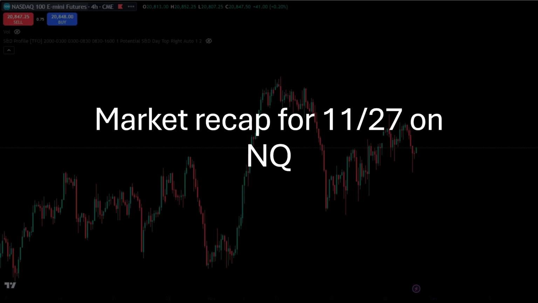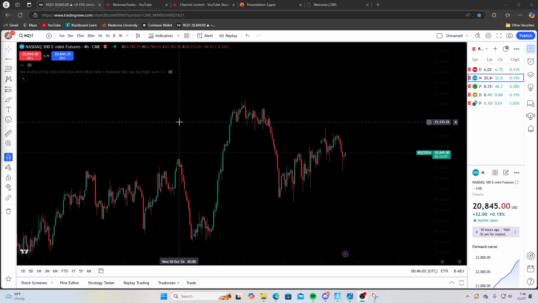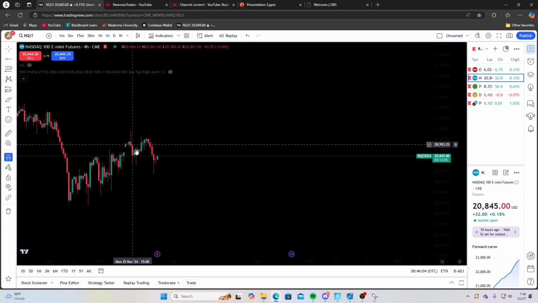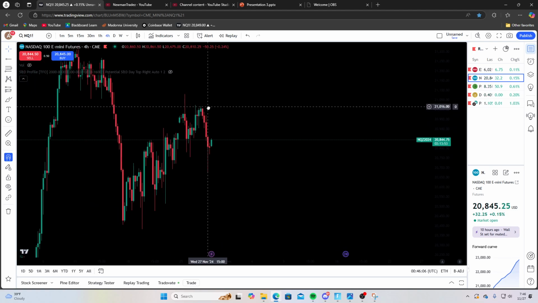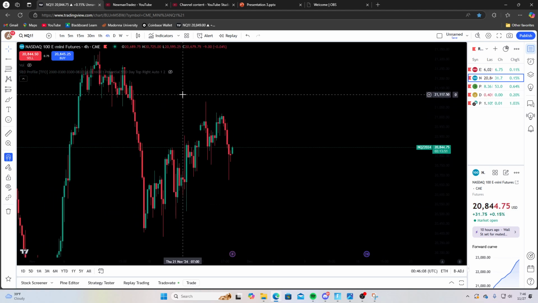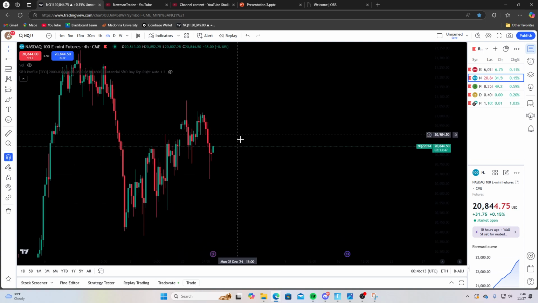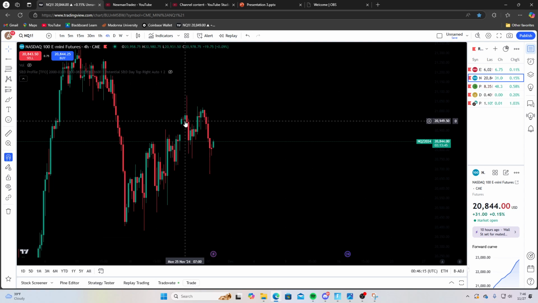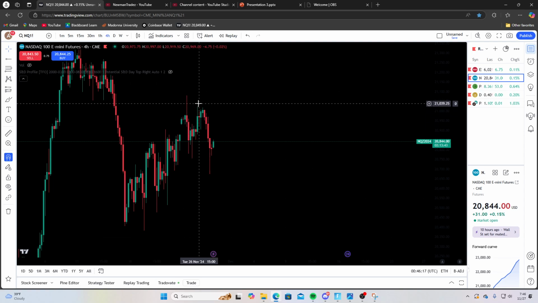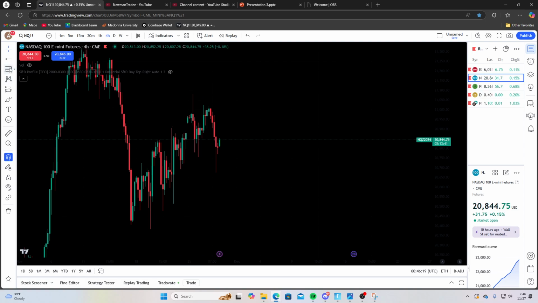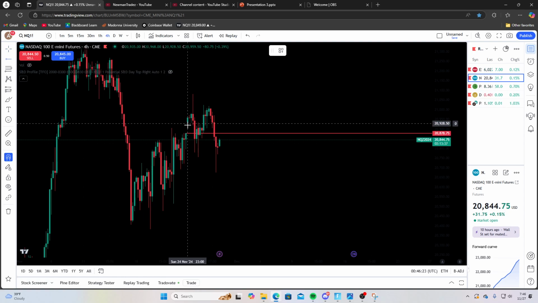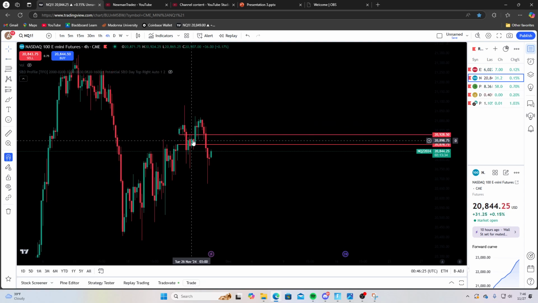So this is going to be a market recap today on Nasdaq. Typically, what I do is I always start on the higher time frames, so the 4 hour and the hourly, for example. On the 4 hour here, we have a lot of bearish momentum. This was particularly yesterday or Monday. We had this opening gap here, and right on this candle, we filled this area very, very quickly.